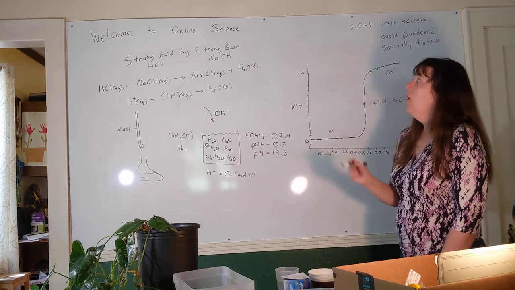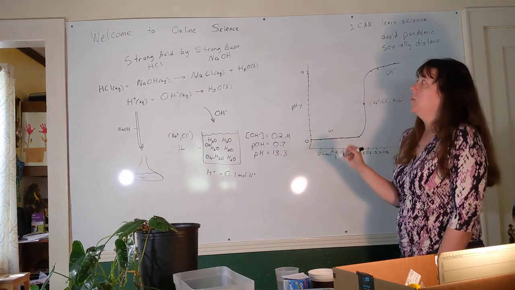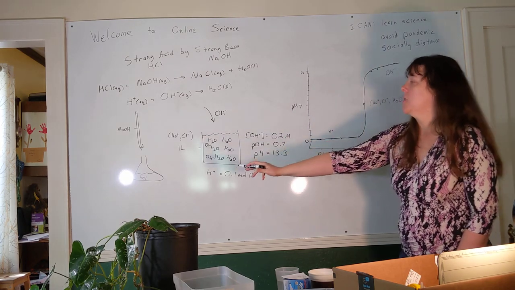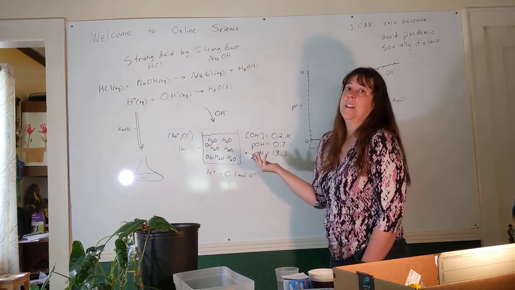All right? Now, we could flip this. We could flip which one has the acid and which one has the base. We could titrate a strong base by a strong acid. We would start with the OH− down in the flask and the HCl in the burette. And we would do almost exactly the reverse.